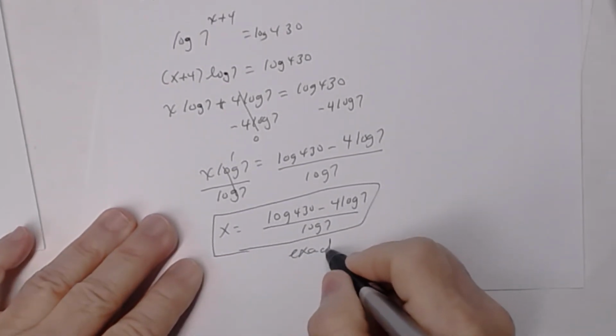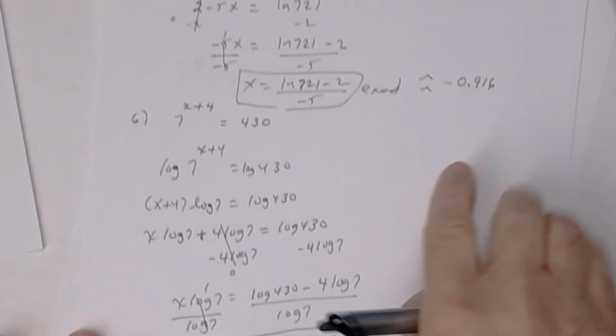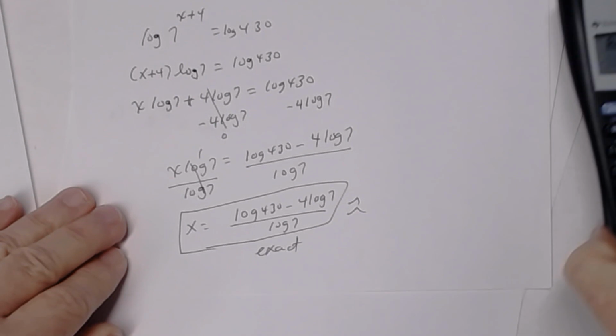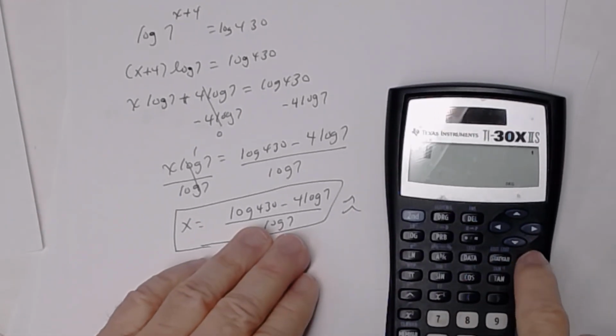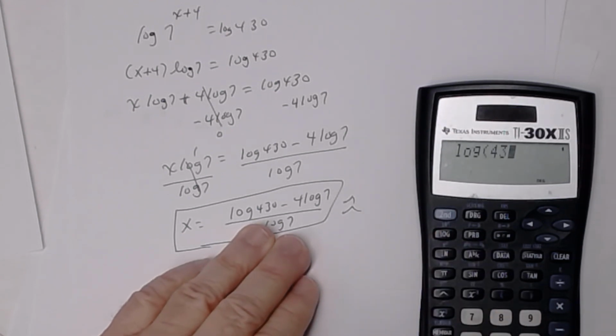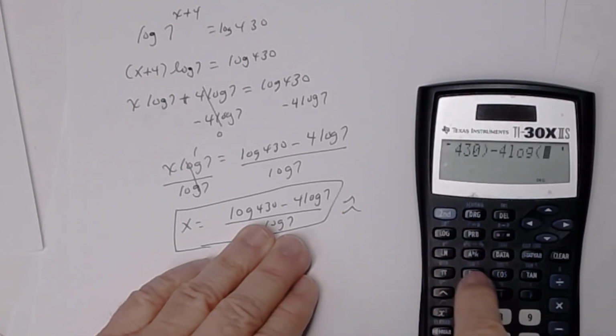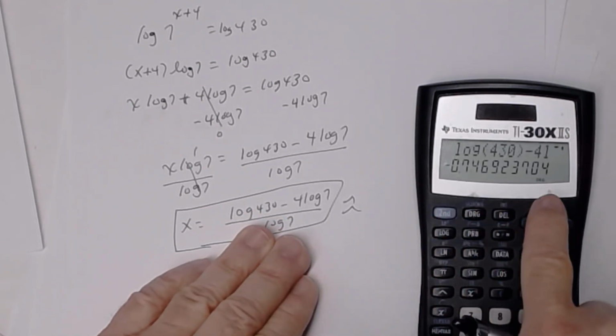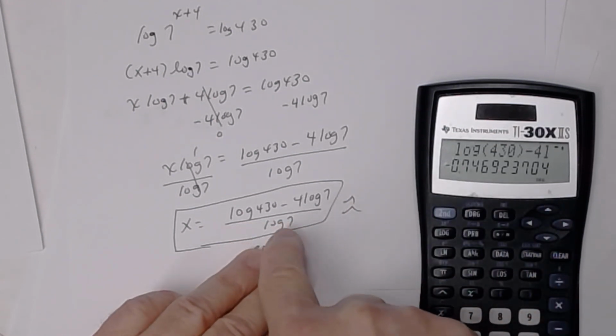Okay, now let's go and approximate. So remember what we did a while ago. Remember our discussion here. Keep that in mind. All right, so let's approximate. Okay, so you're going to say log 430, close the parentheses, minus 4 times the log of 7, just like this. Say 4 log, L-O-G, 7, close the parentheses. Now remember, that's your numerator, right? So now press equal. So that's your numerator. Then you're going to say divide by the log of 7.